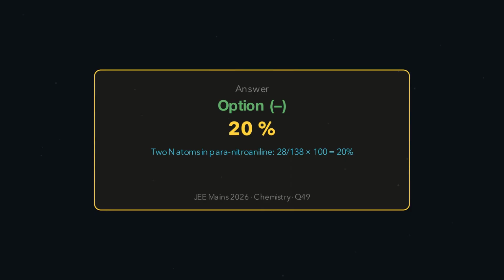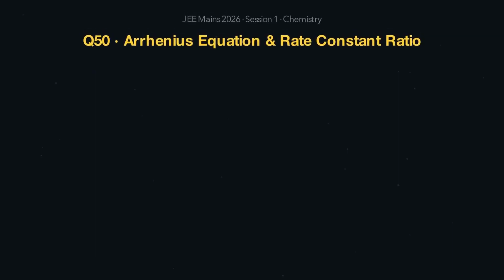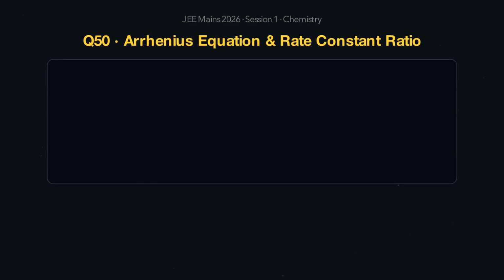Para-nitroaniline has the formula C6H6N2O2. Molar mass is 72 plus 6 plus 28 plus 32. That's 138 grams per mole. 2 nitrogens contribute 28. 28 divided by 138 times 100 gives 20.3%. Nearest integer, 20.